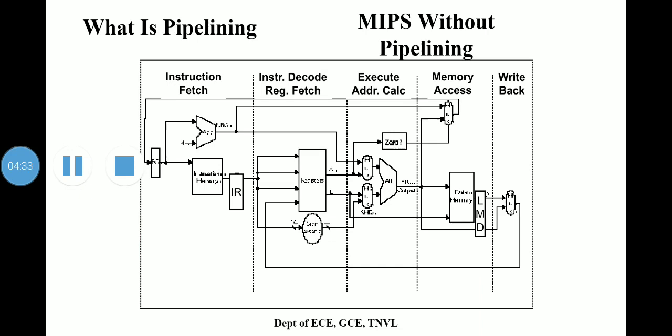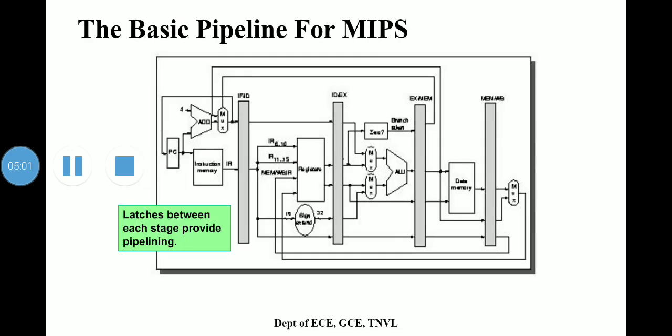A MIPS instruction classically takes 5 steps. First is fetching the instruction from memory, and second is reading registers while decoding the instruction. The regular format of MIPS instructions allows reading and decoding to occur simultaneously. The third is executing the operation or calculating the address. And fourth is accessing an operand in data memory and writing the result into a register.